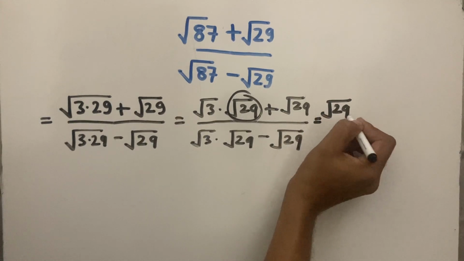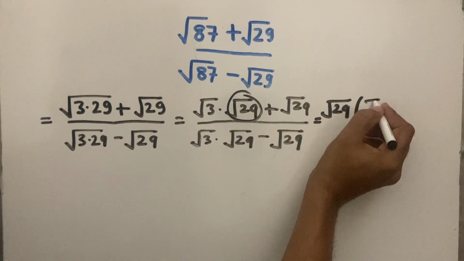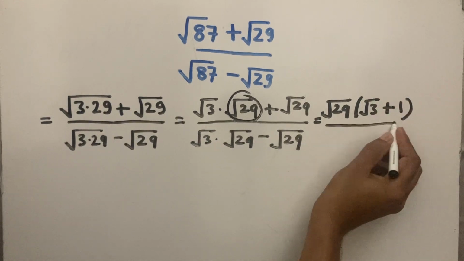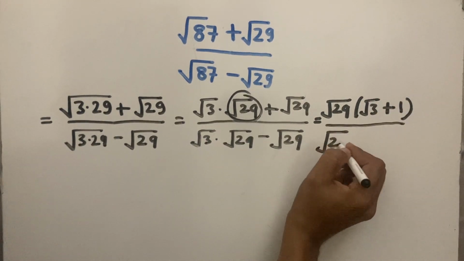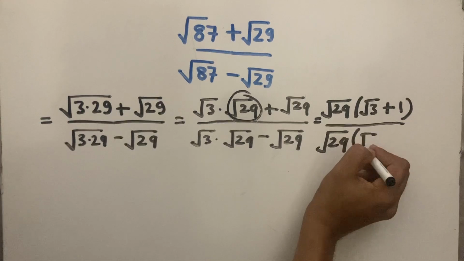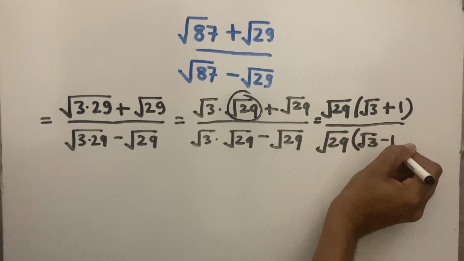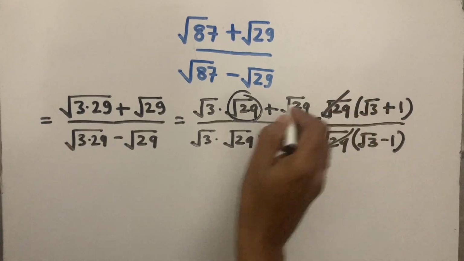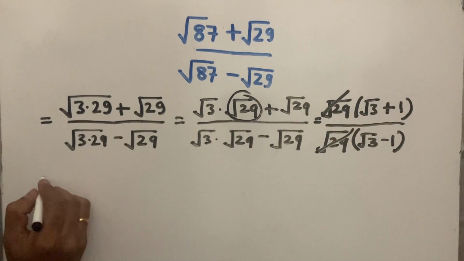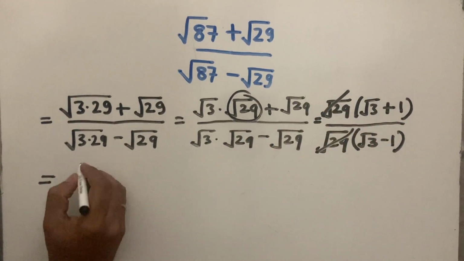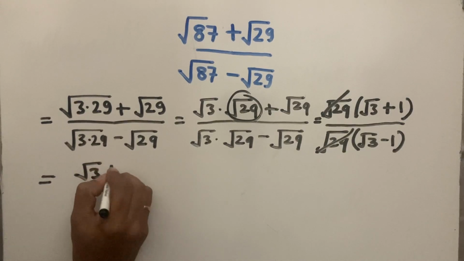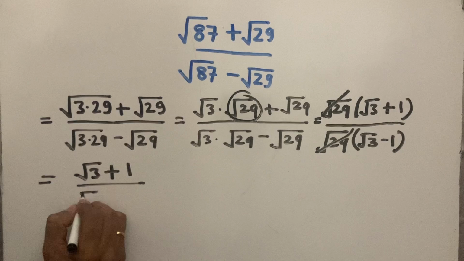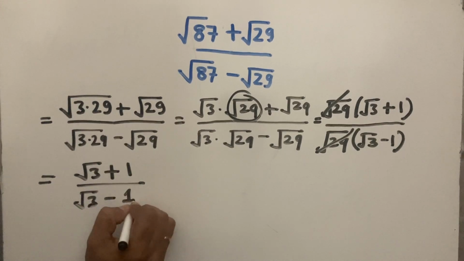So it will become √29(√3 + 1) / √29(√3 − 1). So here √29 is cancelled out. So this expression simplified to (√3 + 1) / (√3 − 1).